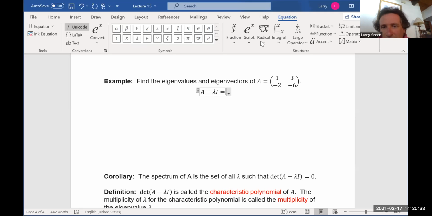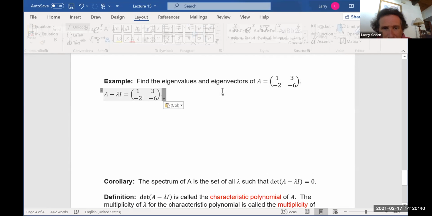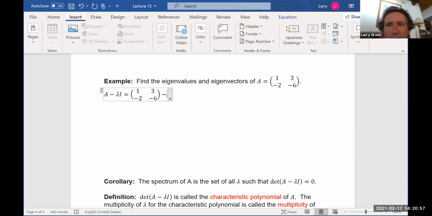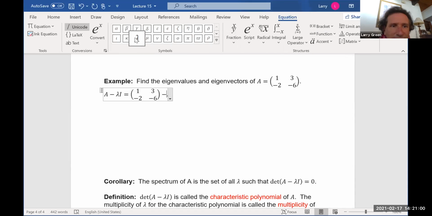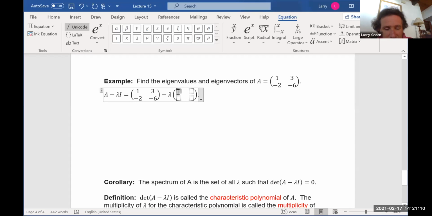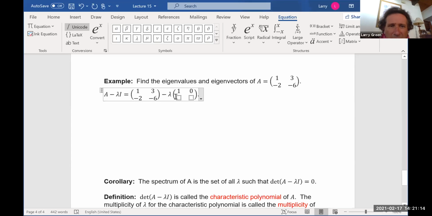Okay, well, that's equal to this matrix, 1, 3, -2, -6, minus lambda times I. And I is 1, 0, 0, 1, sorry. Anyone lost there?